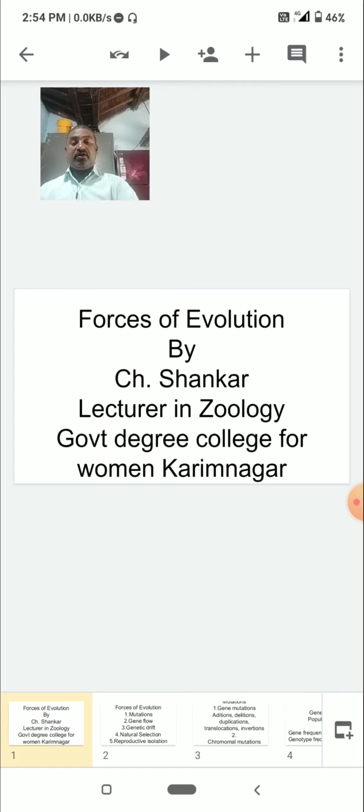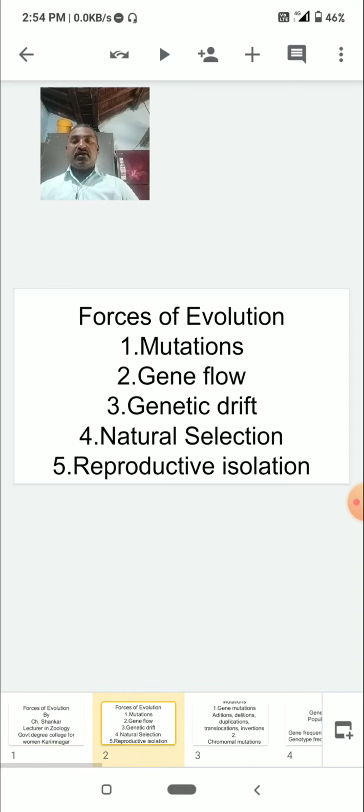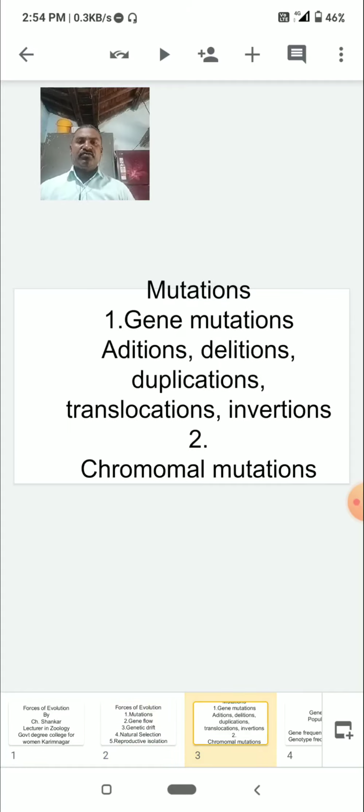They include mutations, gene flow, genetic drift, natural selection, and one more topic, that is reproductive isolation. So, these are the different forces that participate in evolution. First one is mutations.